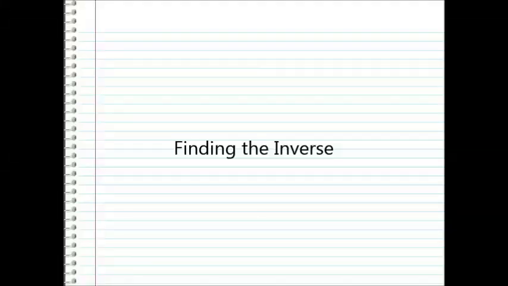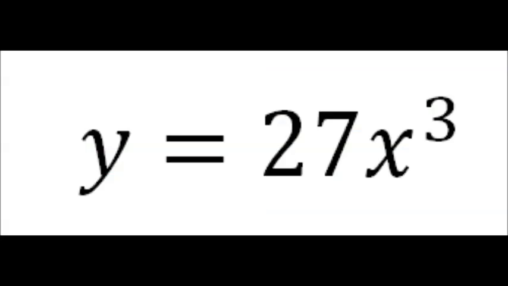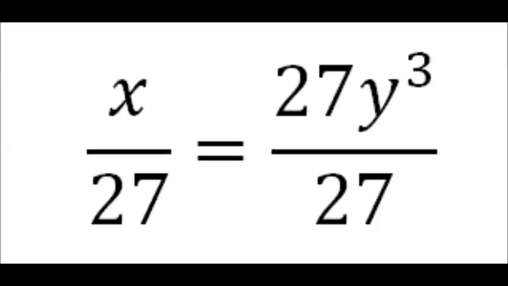Now I'll show you how to find an inverse function. To find an inverse, we need an original function to work with, so we'll use this one because it's simple. The first step in finding an inverse is switching the variables. So you put x in y's place and y in x's place, and then you want to solve back to a y equals form.